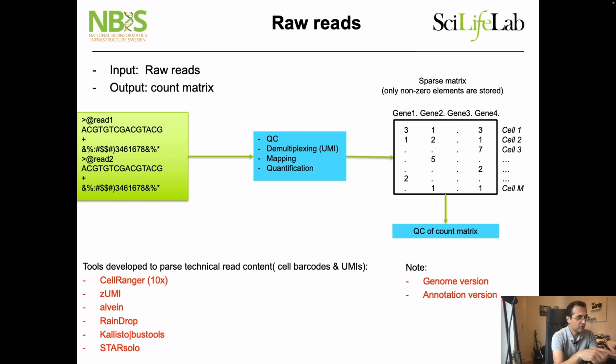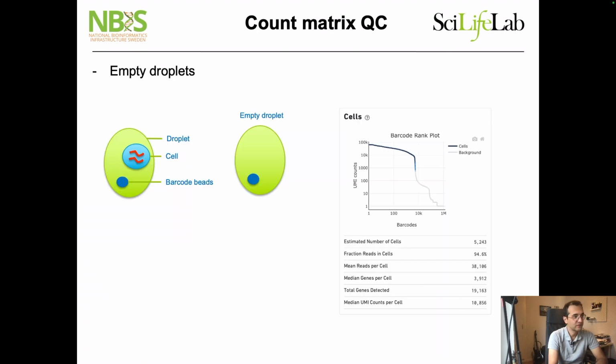Going back to a note that we discussed very quickly, the tools that are developed to parse technical reads content are quite diverse. But if you're working with 10x data, CellRanger is the tool to go. And always remember to make sure to have the right genome version and annotation version, because it can influence the readout, especially if you're going to compare to other results. So it's important pieces of information that you need to consider in the data analysis.